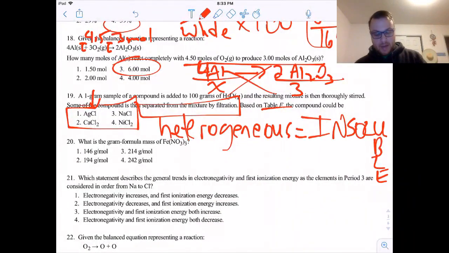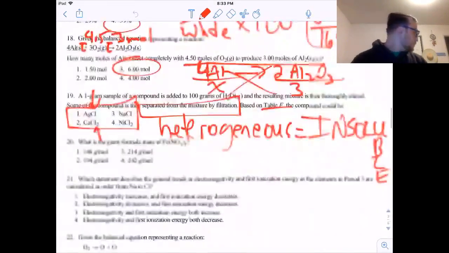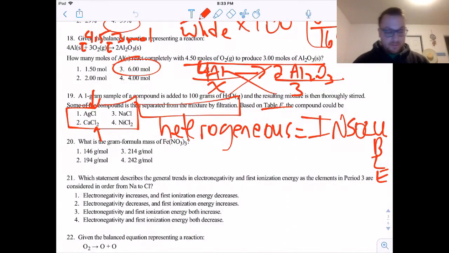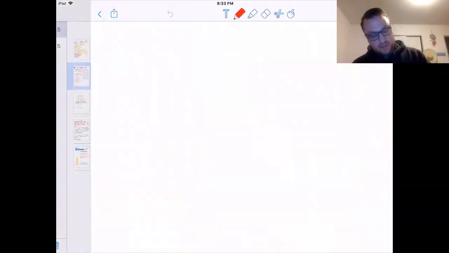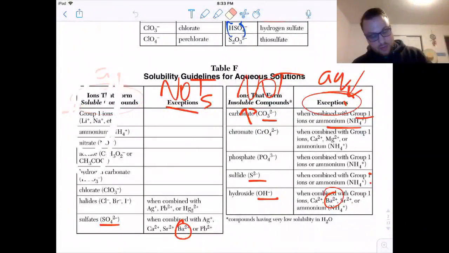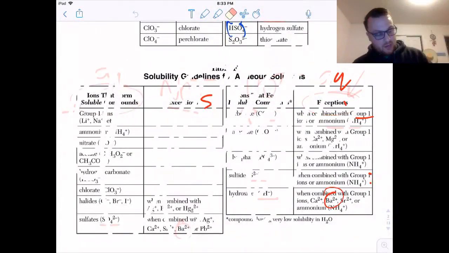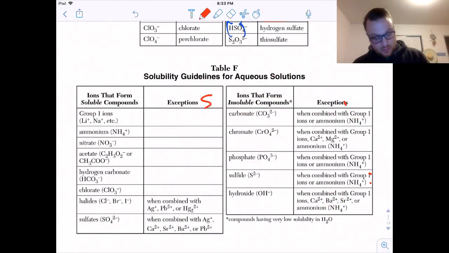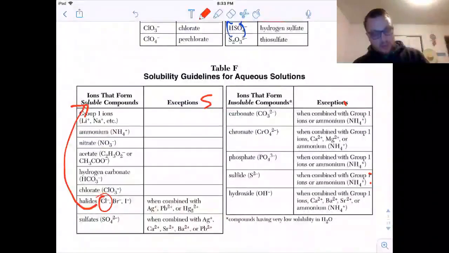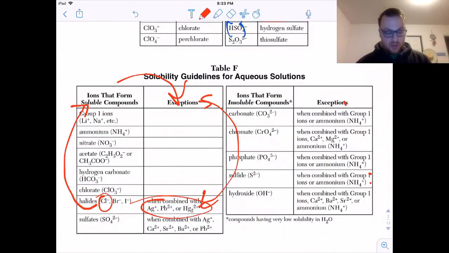So I go back to the reference table, and I'm going to look on here, and I'm going to find chlorine. Chlorine is always soluble unless it's with these 3. These 3 make it insoluble. These 3 make it heterogeneous. These 3 make it able to be filtered out. Ag is one of them. The answer is AgCl.